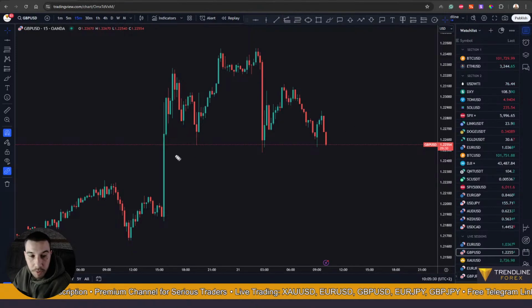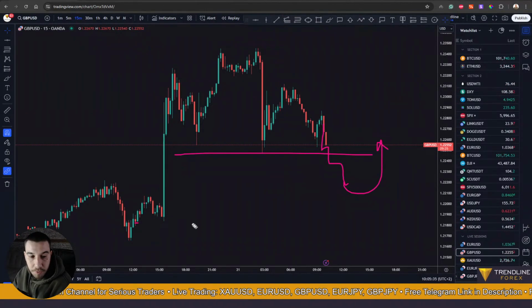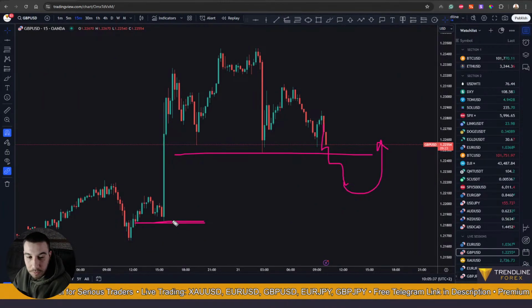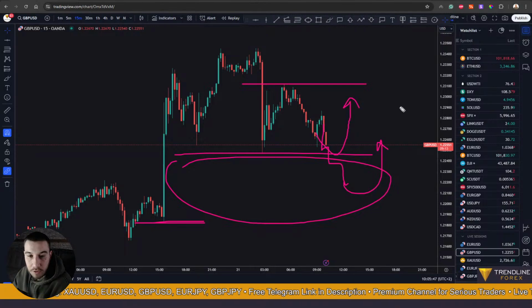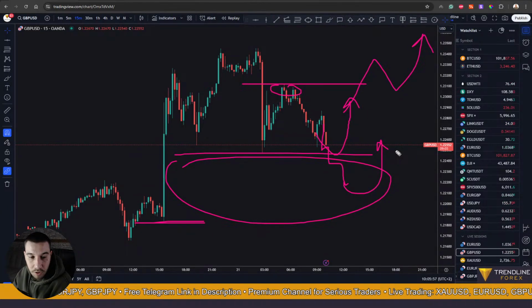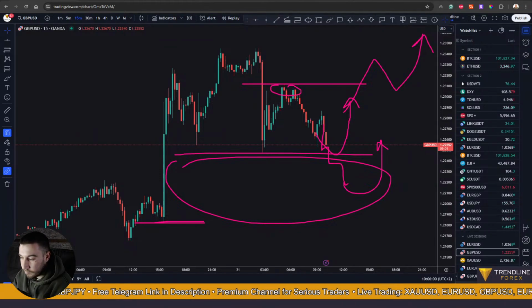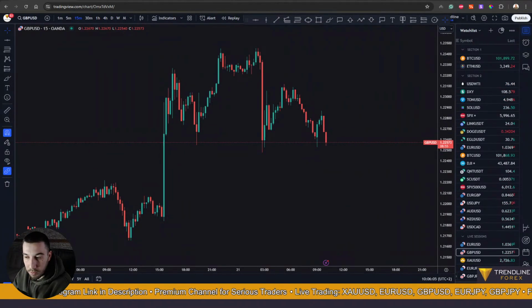Now a good setup would be if we take out this structure right here, but then we reverse before we break below this momentum candle. So anywhere within this area, that would be a good setup, I would say. And if we go straight to the upside, then I'm going to be looking for price to break above some previous structure in order for me to start looking for entries. But other than that, I'll probably not look to trade anything, to be honest.